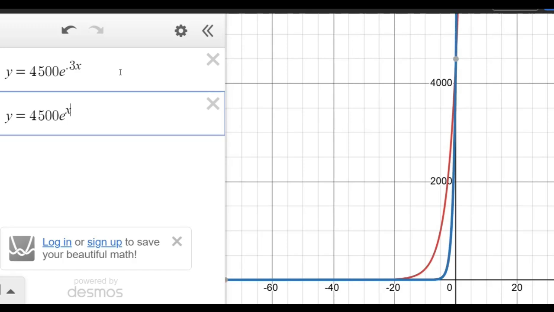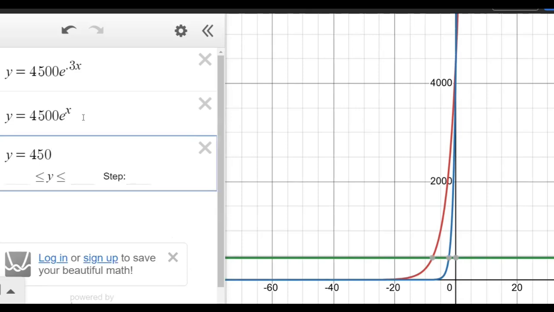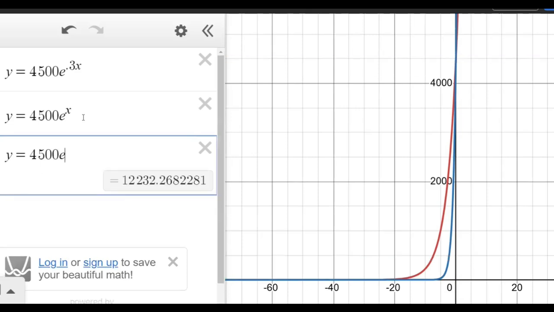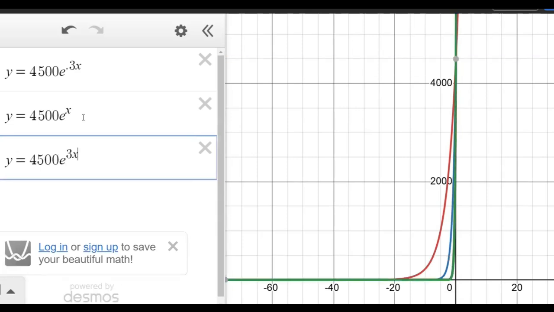And check it out. See how e to the x is doing the same thing. It's going through the same intercept, but it's much more flat and then suddenly curving. So this is like 1x, whereas up here we had 0.3x. So let's try one more. Let's just try like 3x. Y equals 4,500 e the 3x.